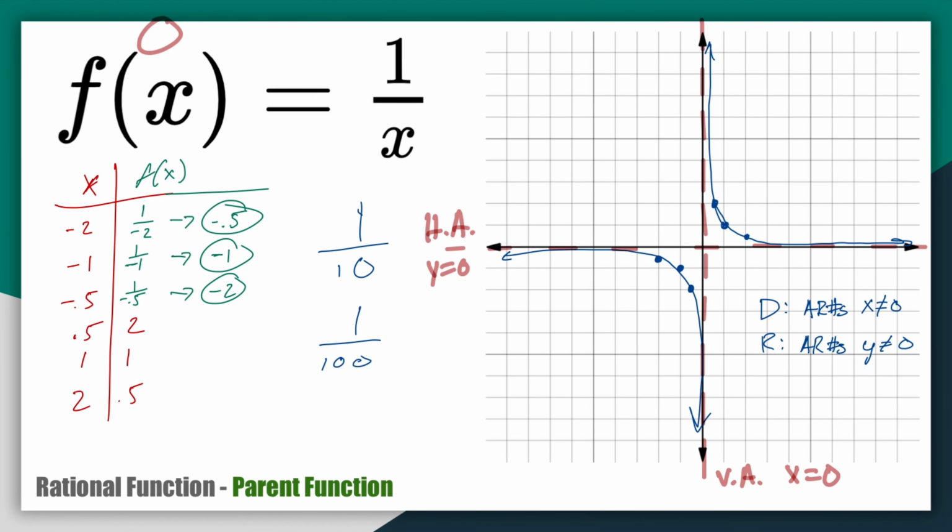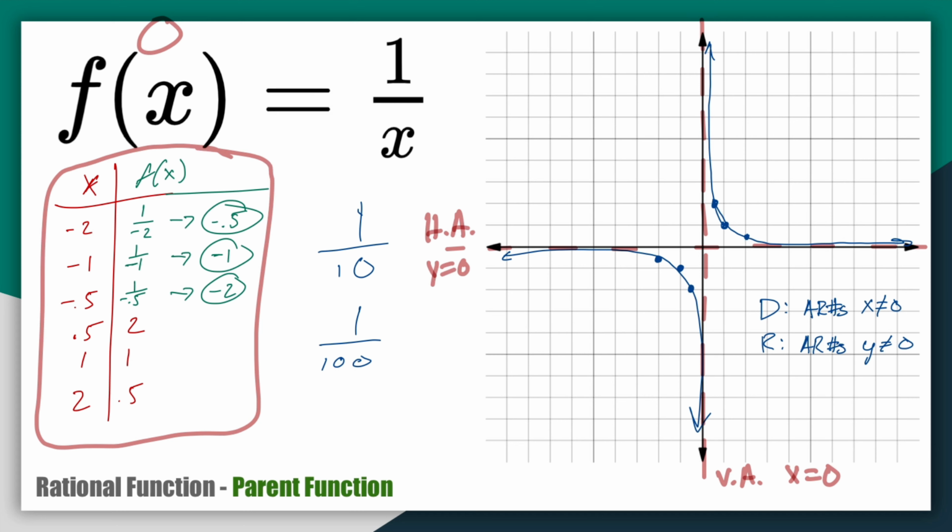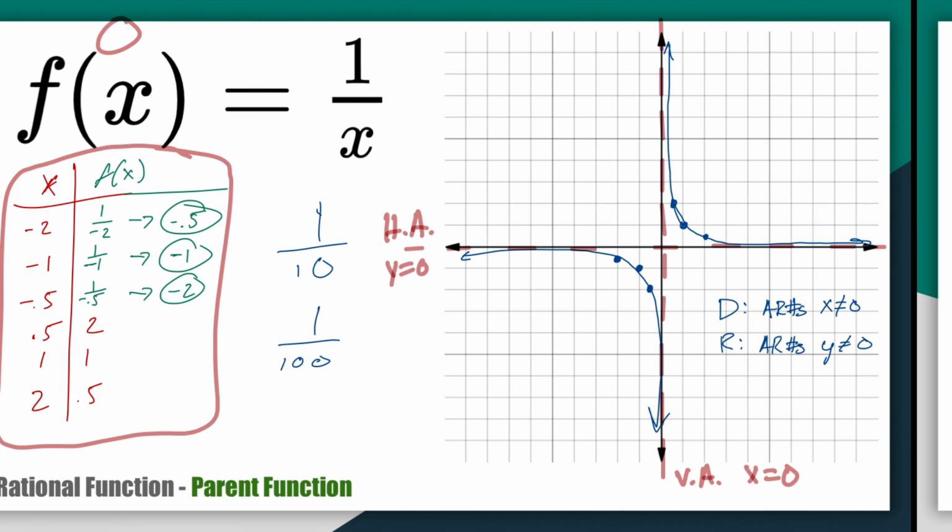Now, of course, we're going to transform these. We're going to move them up, move them down, move them side to side, stretch and compress them and reflect them, and all sorts of things. And so those horizontal asymptotes and vertical asymptotes will move. Now, you really want to make sure you have these points written down. I would write the x and the y points, simply because these are parent points. We need to start with these every single time.